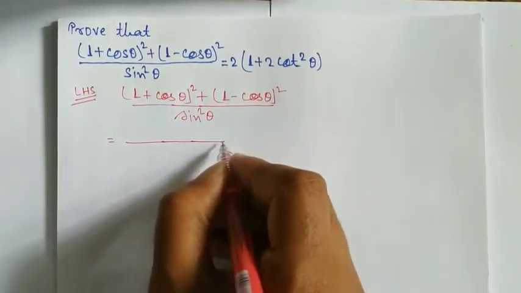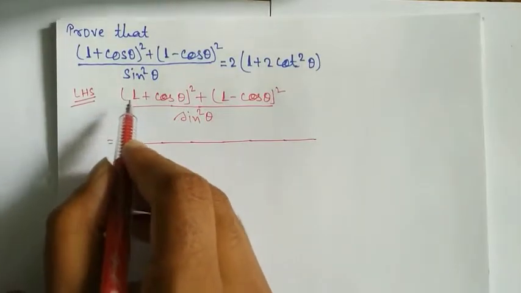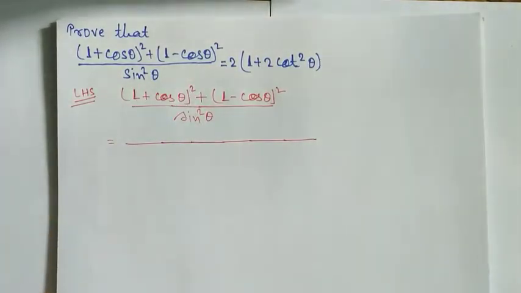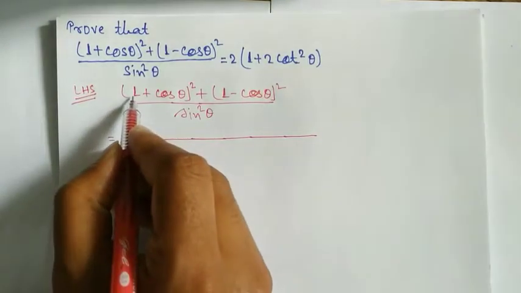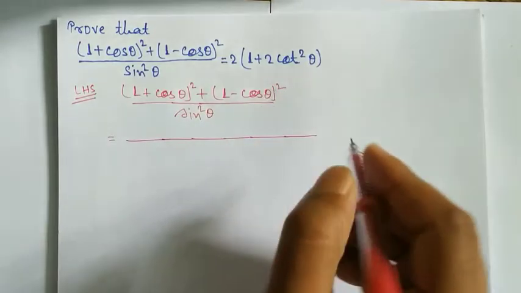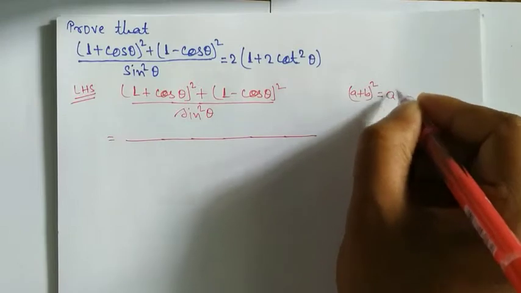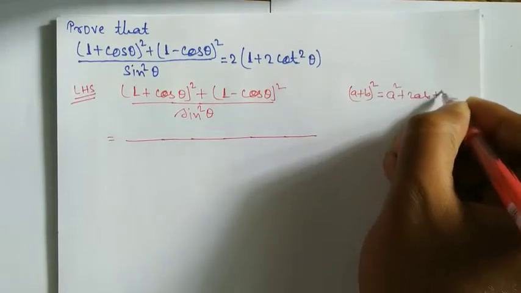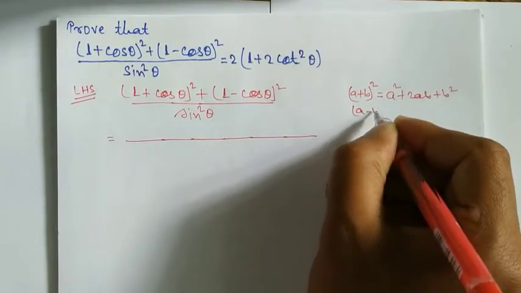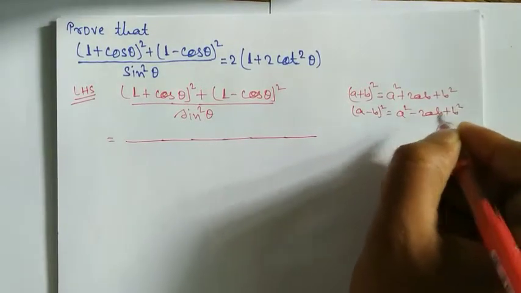Like before in episode number 7, 8, similarly in episode number 23, 24, I told you this is in the form of a plus b whole square. Similarly we have to use the same here. This is in the form of a plus b whole square. Here this is in the form of a minus b whole square. What is the formula of a plus b whole square? a square plus 2ab plus b square. And similarly the a minus b whole square formula, a square minus 2ab plus b square. Same we have to use here.